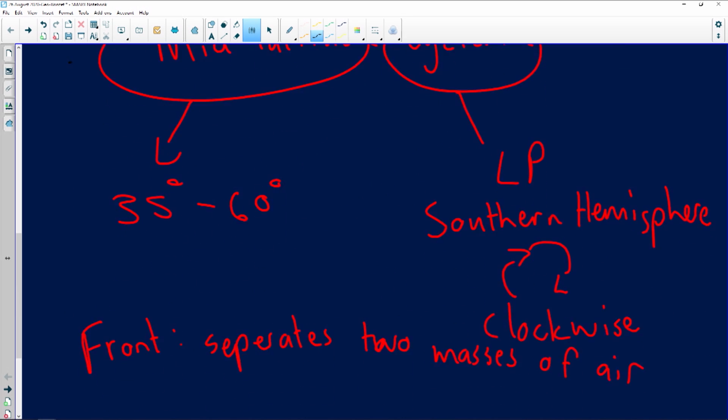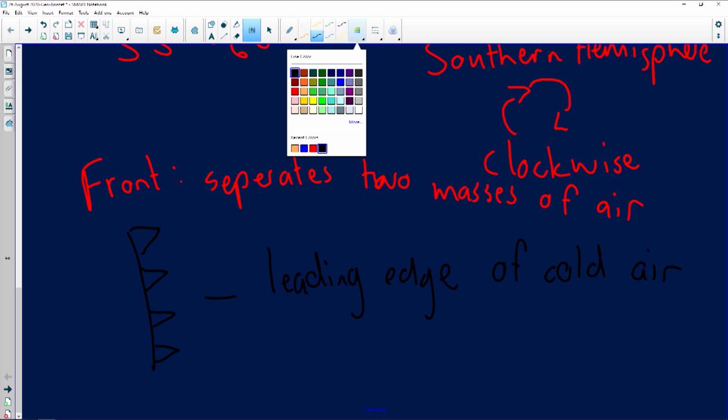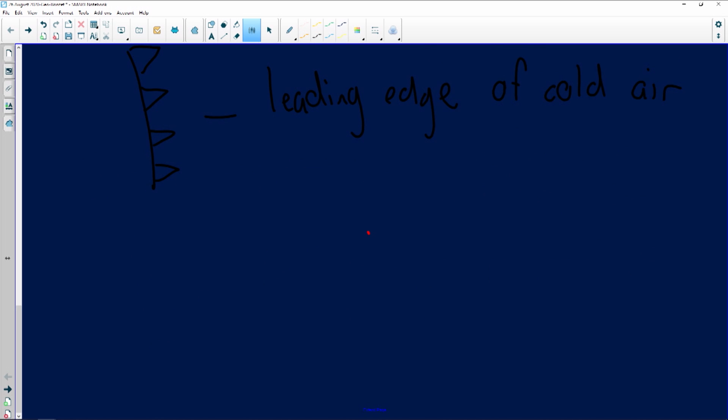Now, when we look at the cold front, unfortunately I can't use blue because my back screen is blue, so I'm just going to represent the cold front in black. Sharp triangles. Now, what can we say about the cold front? If the cold front is over there, the cold front is the leading edge of cold air. And the same goes for a warm front. The warm front is the leading edge of warm air.